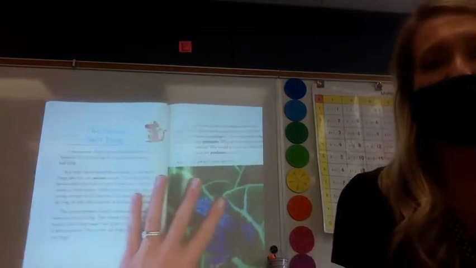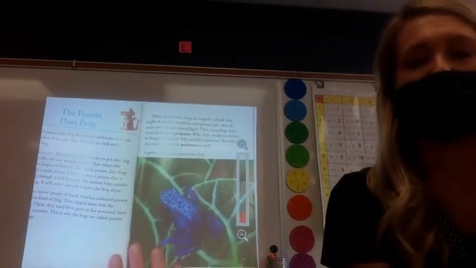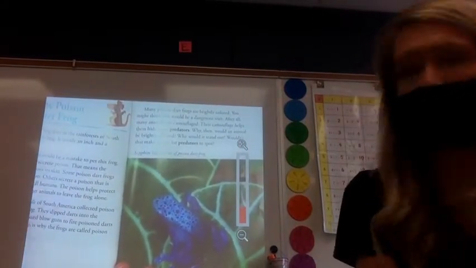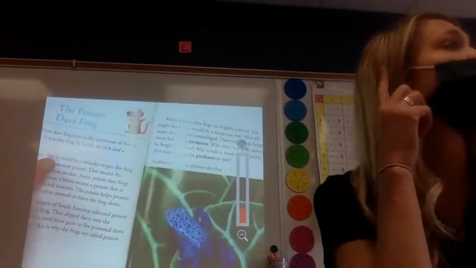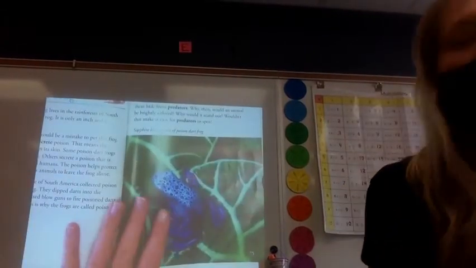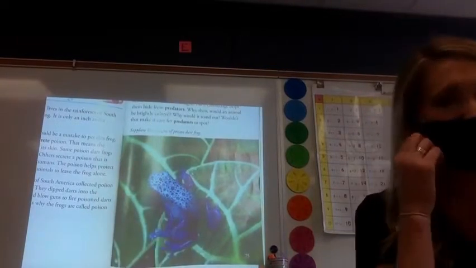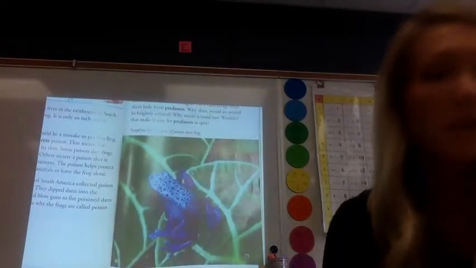You don't need to have it out. I will have it out. We'll focus mostly on the picture for you. Sound good? So your focus mostly is the picture. You're listening to the reading and writing down information. Does it have to be spelled 100% perfect? No. Okay. The poison dart frog.